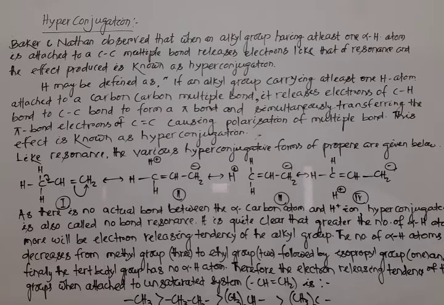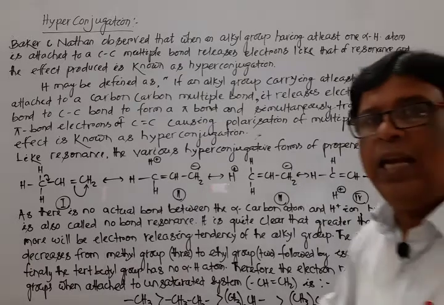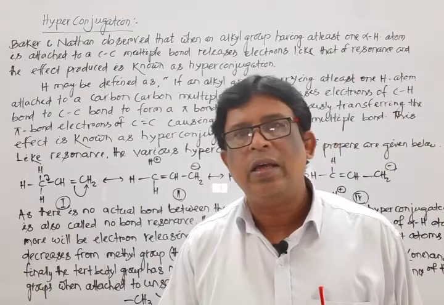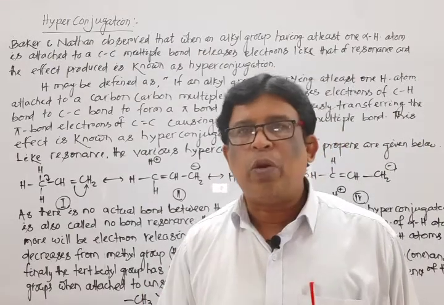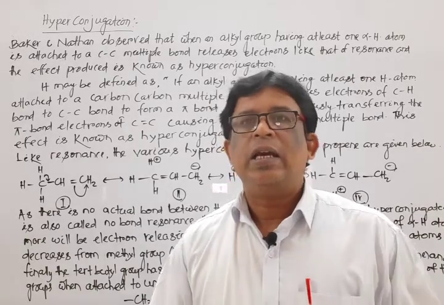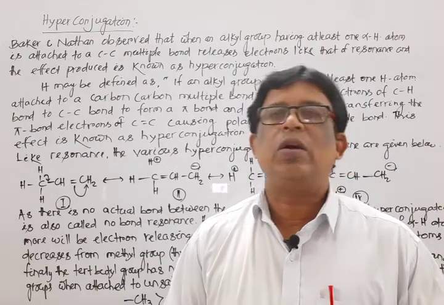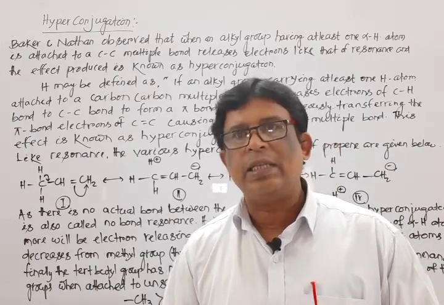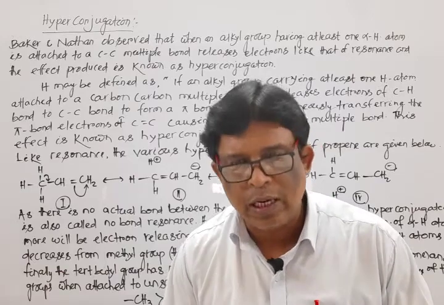Continue. It is quite clear that the greater the number of alpha hydrogen atoms, the greater the electron releasing tendency of the alkyl group. The number of alpha hydrogen atoms in the methyl group is maximum, that is 3. In ethyl it is 2, in isopropyl it is 1, and in tertiary butyl it is 0. So the electron donating tendency also gradually decreases as the number of alpha hydrogen atoms decreases.